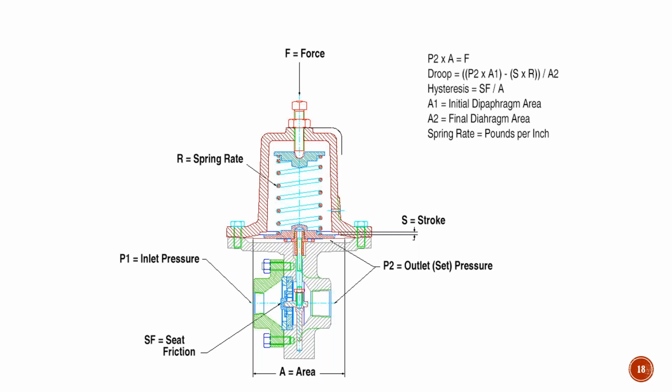If you don't minimize the spring rate, if the diaphragm's on the smaller side and you have a long stroke, your droop performance is going to be pretty dismal. So that's just a calculation, the back of the napkin kind of calculation for droop.